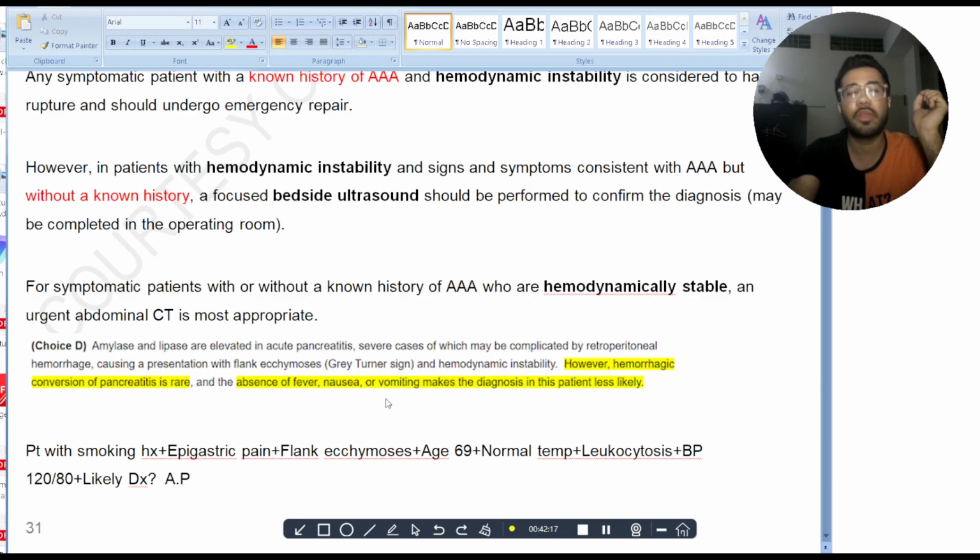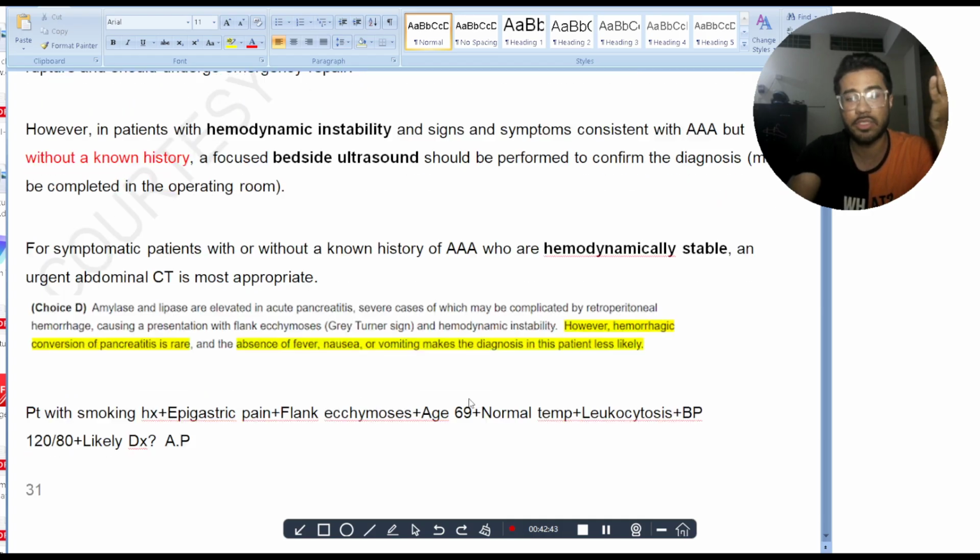aneurysm. What if the BP remains 120/80, that is stable, and there is no leukocytosis? Even then, it's going to be abdominal aortic aneurysm, because leukocytosis is a hallmark of acute pancreatitis. It is not seen in unstable abdominal aortic aneurysm. So this is how small things, if interchanged, make the diagnosis different.